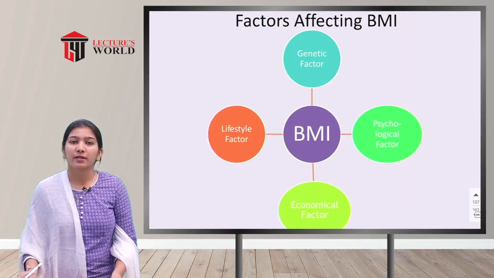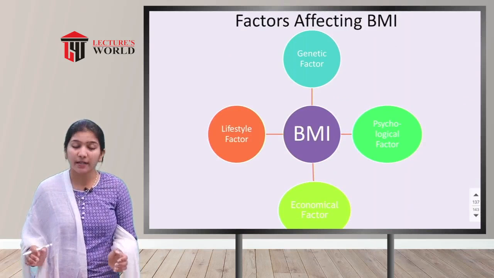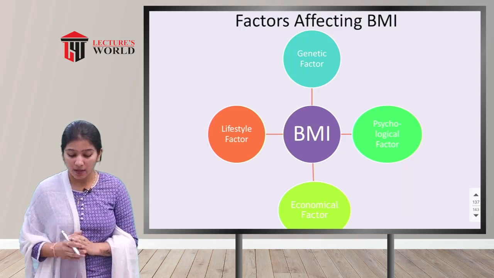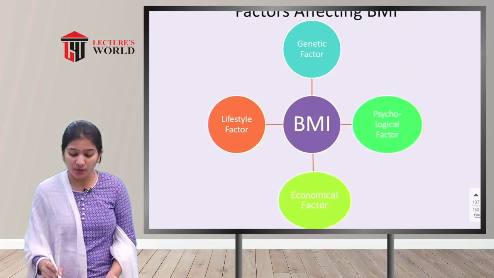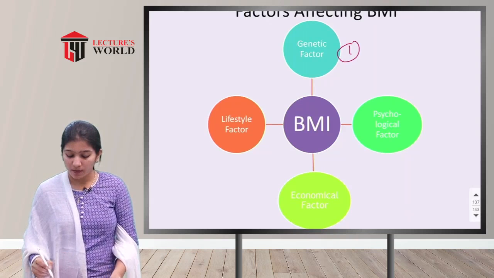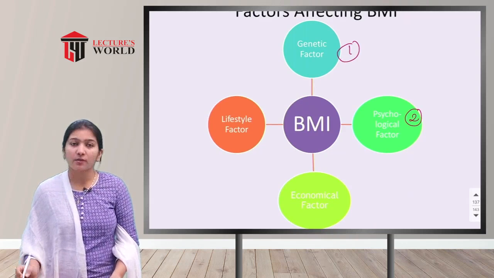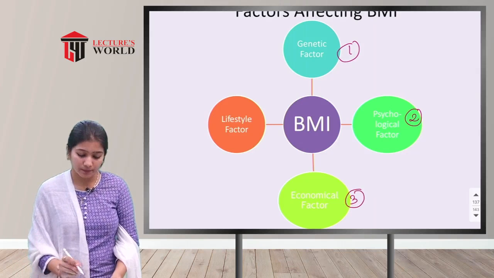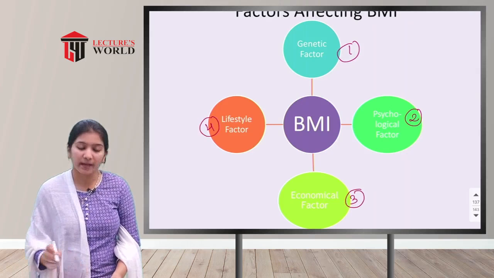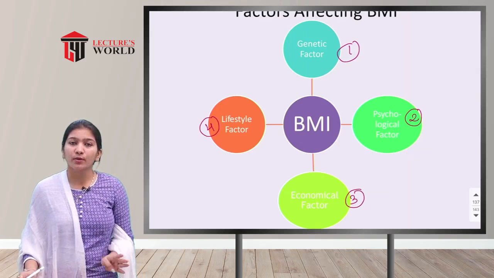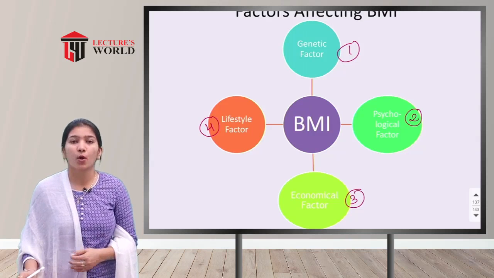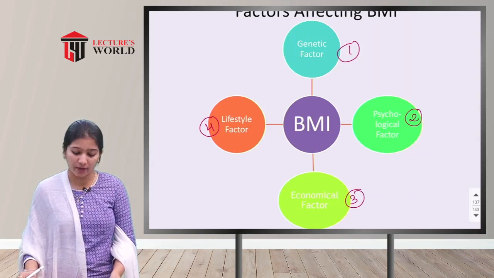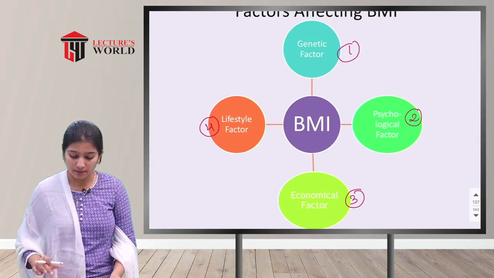Next thing is factors affecting BMI. There are certain factors which affect the body mass index. There are 4 factors. First one is the genetic factor. Second one is the psychological factor. Third one is the economic factor. And fourth one is lifestyle. So there are a total of 4 factors affecting your body mass index: genetic, psychological, economic and lifestyle factors.